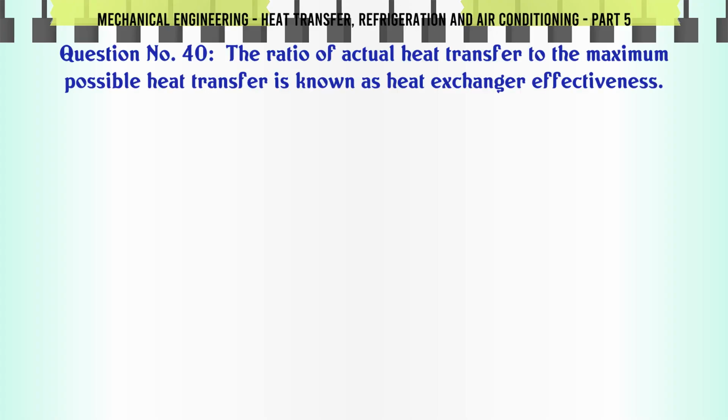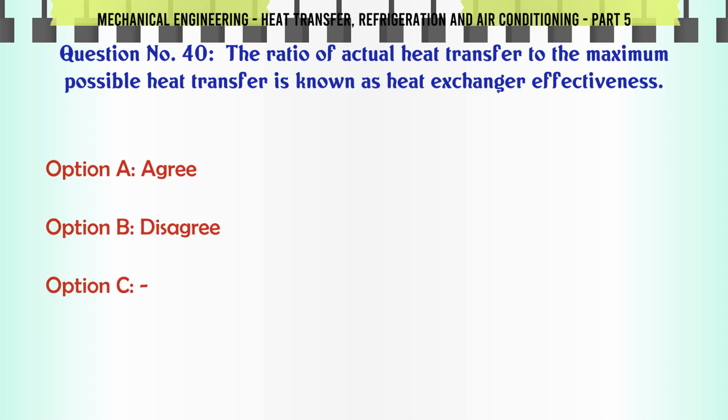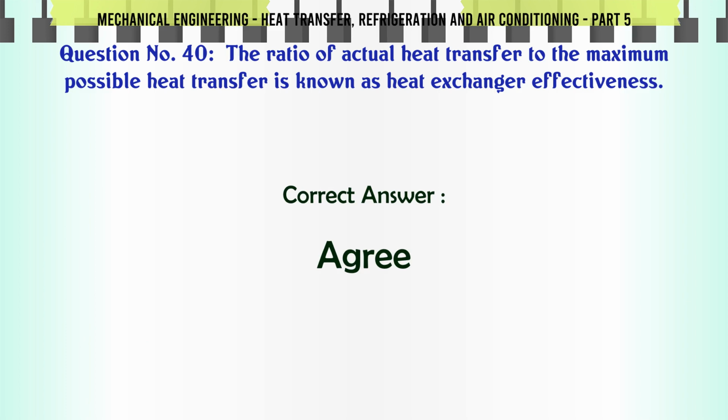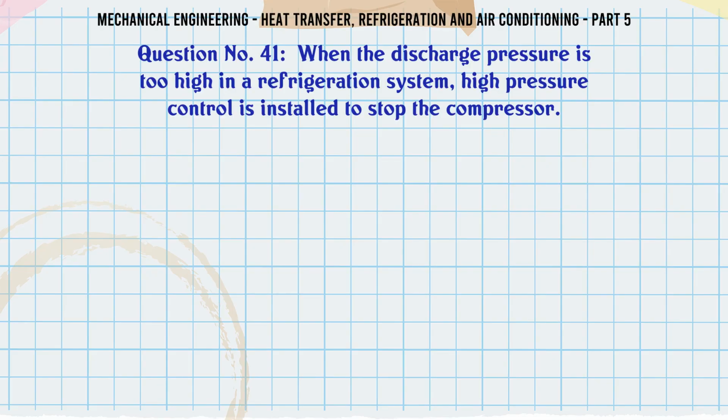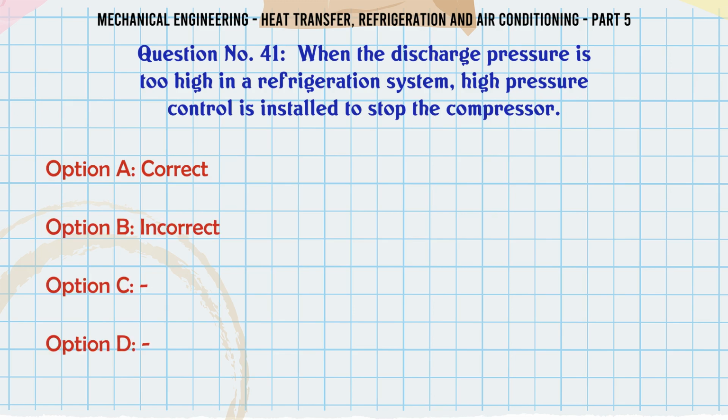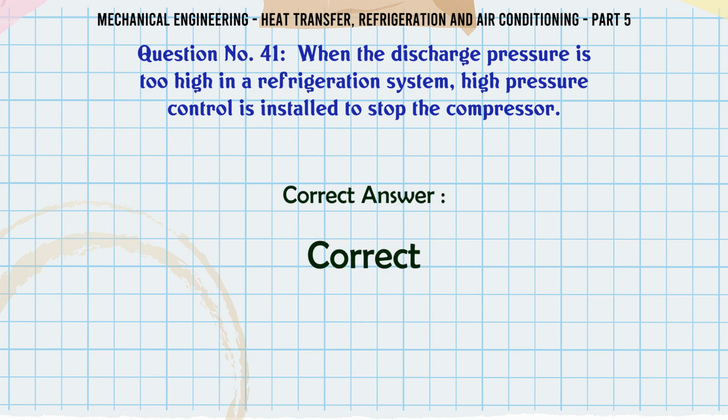The ratio of actual heat transferred to the maximum possible heat transfer is known as heat exchanger effectiveness. A. Agree, B. Disagree. The correct answer is agree. When the discharge pressure is too high in a refrigeration system, high pressure control is installed to stop the compressor. A. Correct, B. Incorrect. The correct answer is correct.